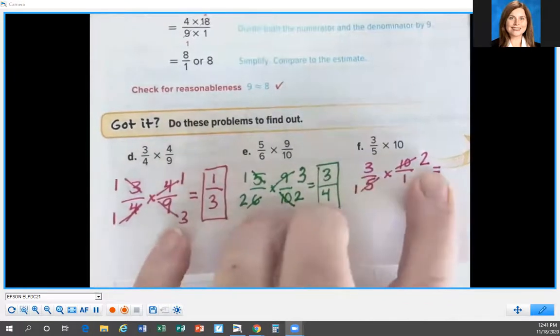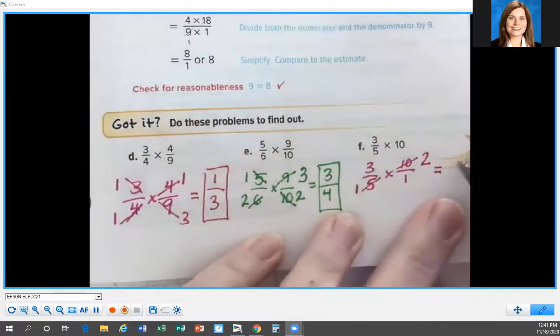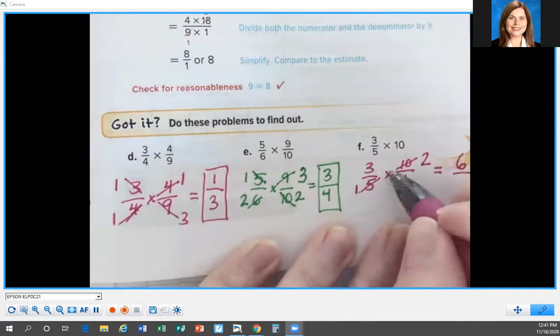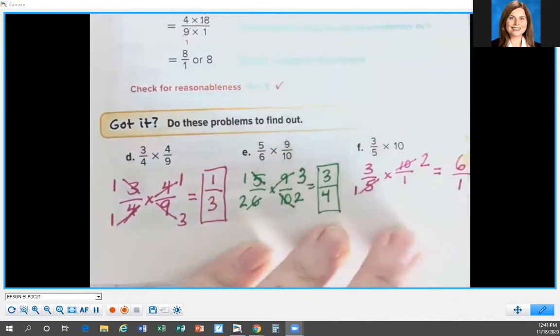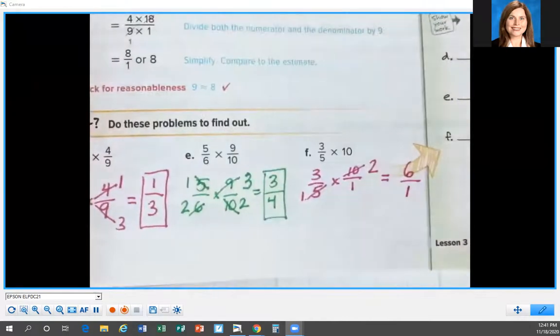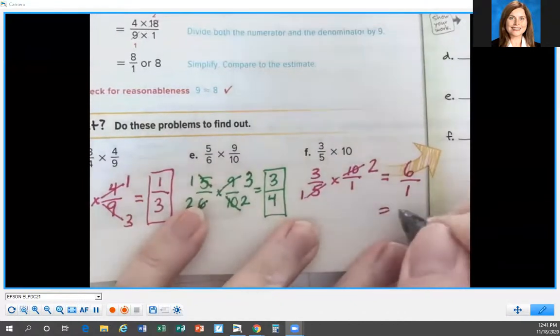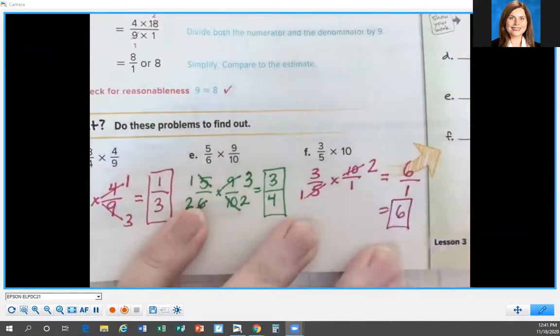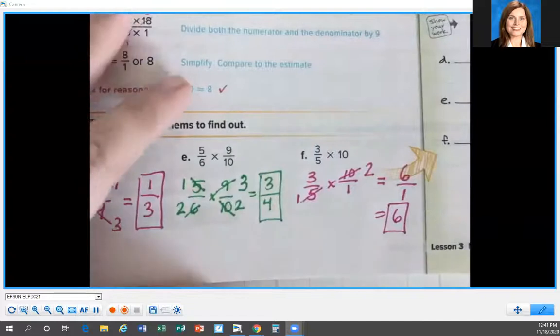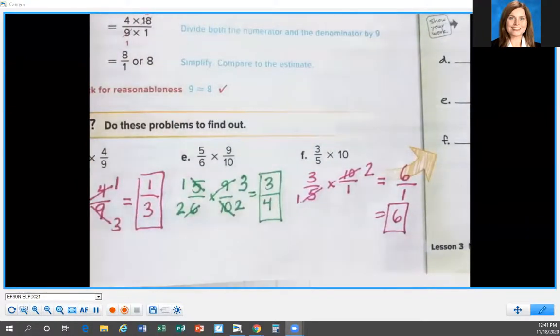Numerator times numerator. 3 times 2 is 6. Denominator times denominator. 1 times 1 is 1. 6 over 1 can just be written as 6. Okay, let's turn the page to 276.